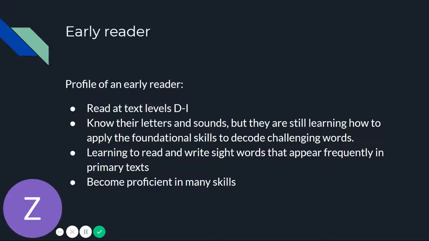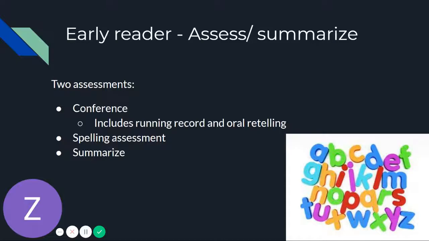Just a couple of them are monitoring for meaning and structure, monitoring for visual information, and rereading. Those are a couple of the more important skills that they will become proficient at in the early reading stage. So, assessing the early readers involves two main assessments, and the first one is conferencing, and this includes running record and oral retelling. This is one of the most important parts of the assessment for the early reader. It's actually the most important thing.